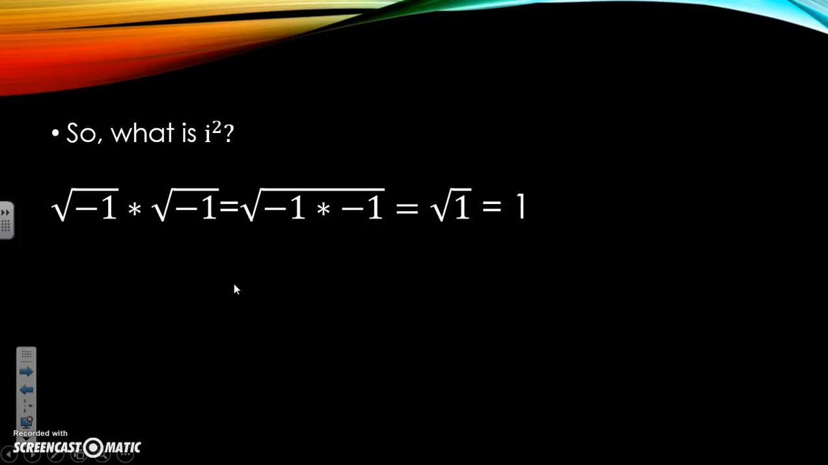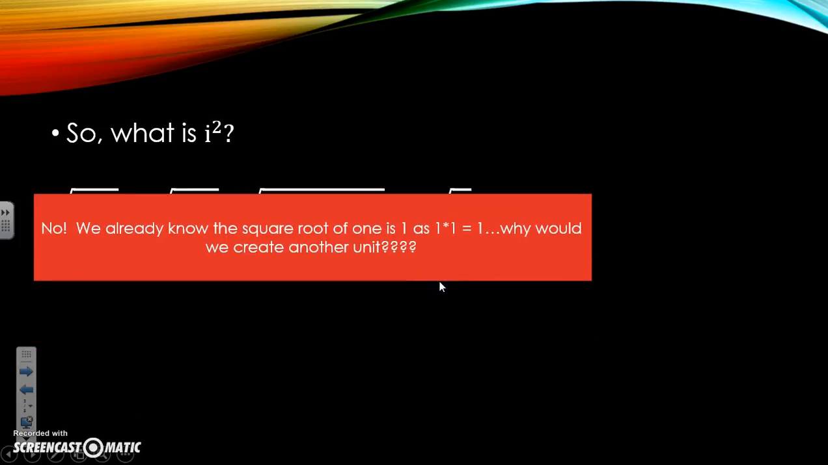You would think we'd have the square root of -1 times the square root of -1, which I can shorten as the square root of -1 times -1, which we would think is equal to the square root of 1, which is equal to 1. But why would we invent a number for something we already have? That's not right. We already know that the square root of 1 is 1.